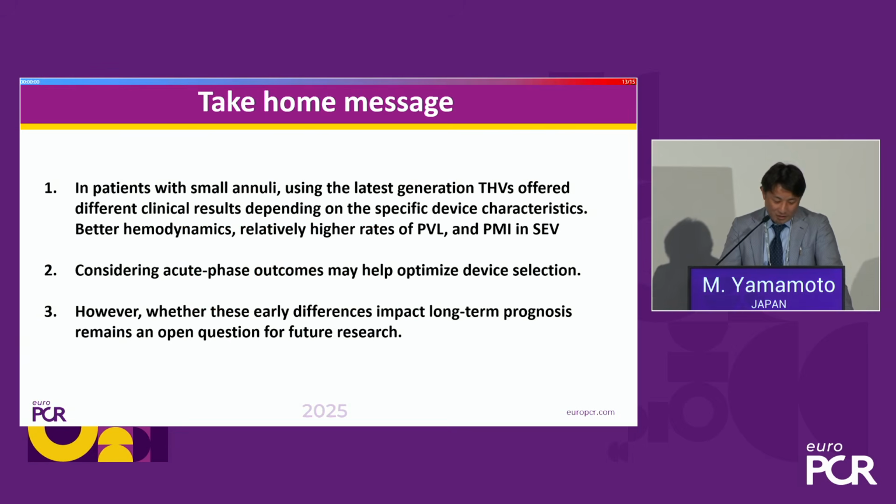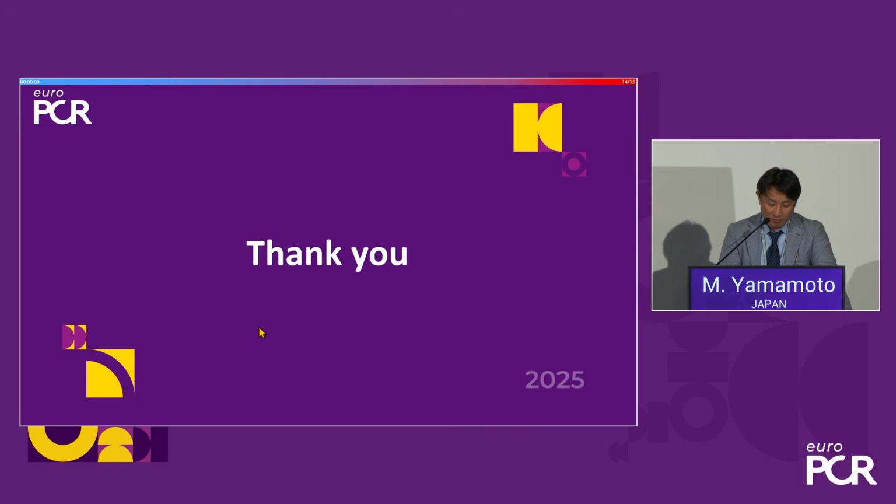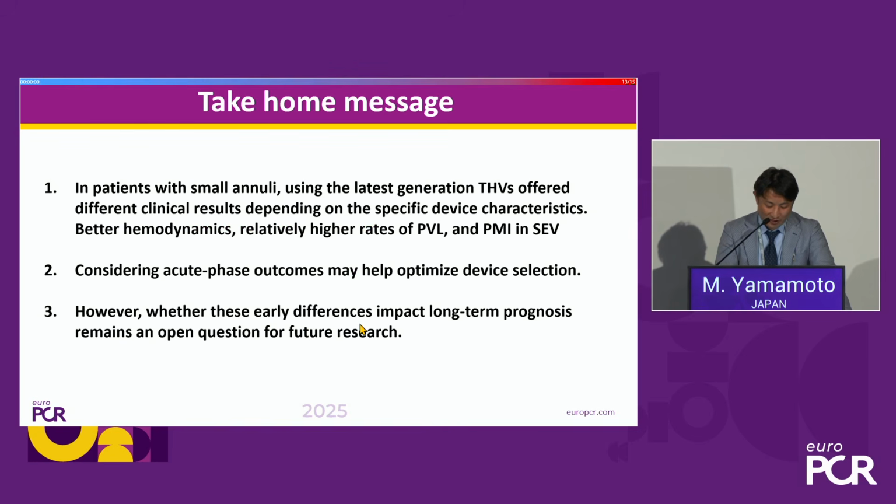The take-home message is that in patients with small annuli, using the latest generation THVs offers different clinical results depending on the specific device characteristics. The conclusion is better hemodynamics in the self-expandable valve, but relatively higher rates of PVL and PPM. Considering acute phase outcomes may help optimize device selection. However, whether these early differences impact long-term prognosis remains an open question for future research. Thank you for your kind attention.